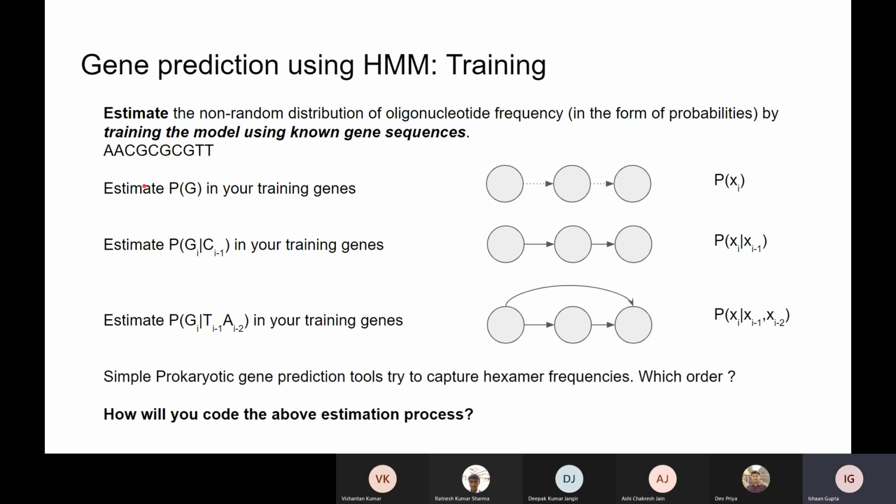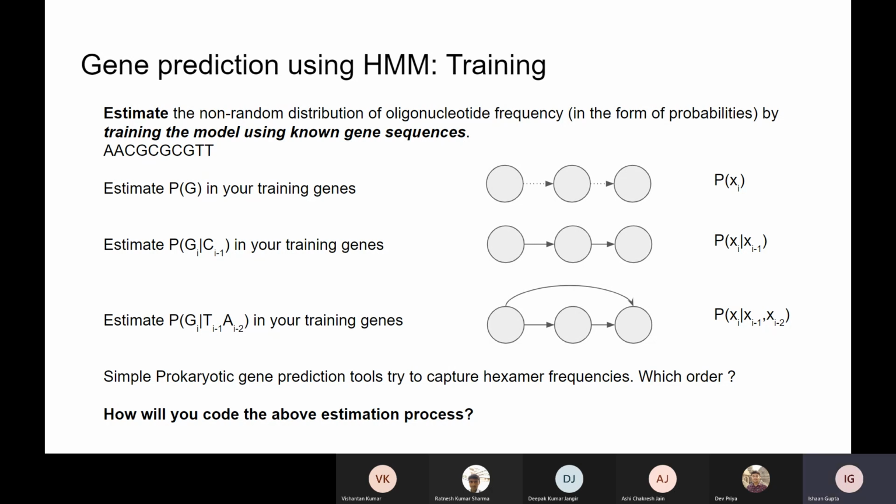All right. So in simple prokaryotic gene prediction tools, they try to capture hexamer frequencies because hexamer frequencies give you information about your coding sequences. It gives you information about your codon usage biases. It gives you information about start codons and stop codons as well, right? And therefore, these are very accurate.